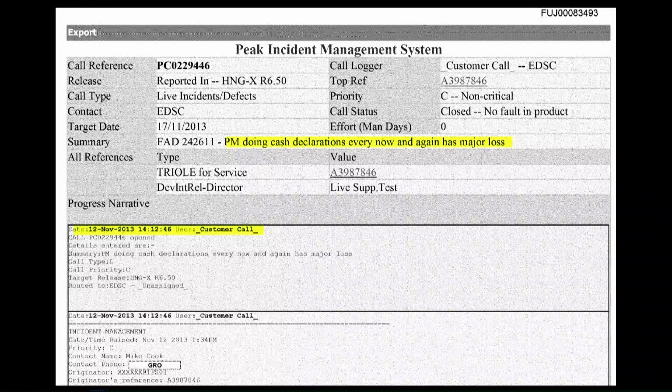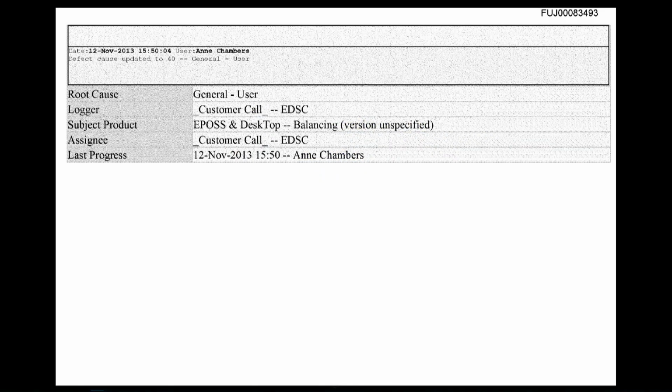Well, maybe look at page 3, please. A top box, 155004, entered by you. Defect cause updated to general user. Yeah. You're saying it's the user error, aren't you? I'm saying I was very frustrated by it because, if you like, I wanted to find the system error.